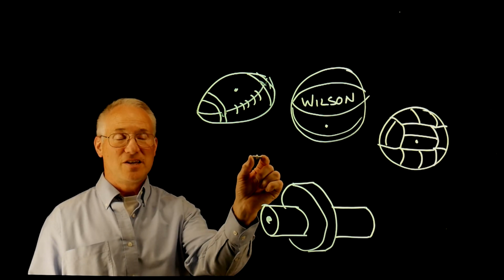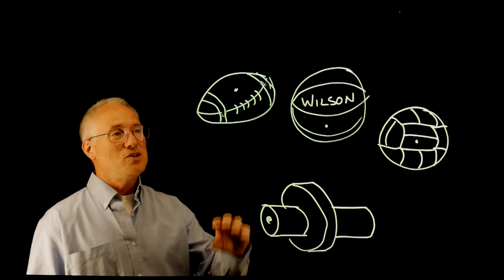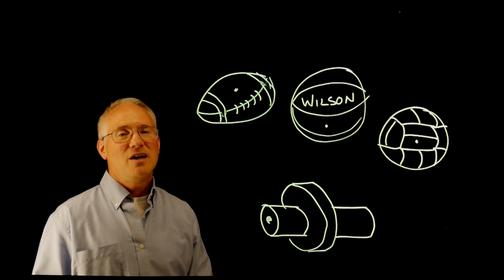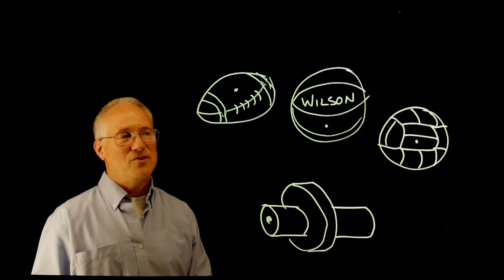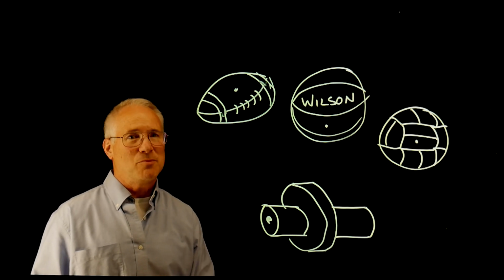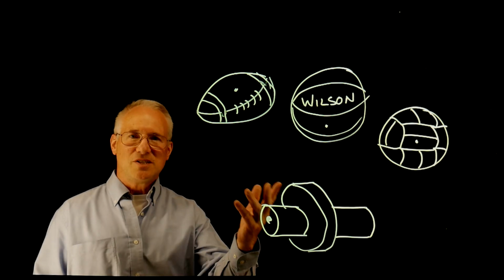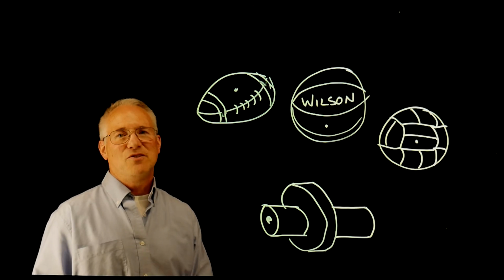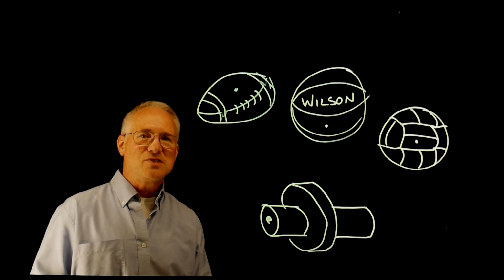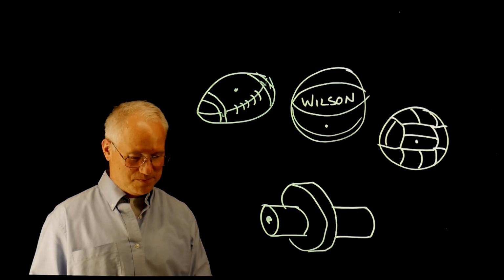Well, it's the air valve. Each of these balls, although they're different shape and color, they each have an air valve. And the air valve is extremely similar between all three balls. What I'm doing today is using this analogy of the immune system and how the immune system recognizes bacteria.